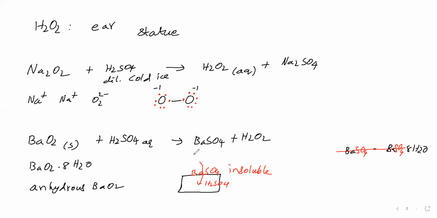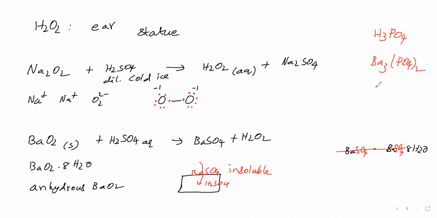But we cannot use anhydrous barium peroxide. So, anhydrous barium peroxide we are not using for preparing hydrogen peroxide. We are using hydrated barium peroxide. Then, instead of sulfuric acid, we can take H3PO4. If we take H3PO4, barium becomes barium phosphate, Ba3(PO4)2, and we get hydrogen peroxide.